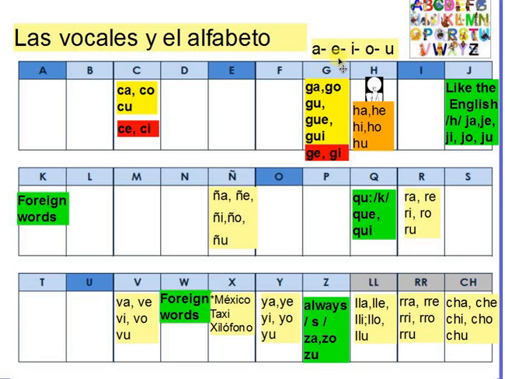A, E, I, O, U. One more time. A, E, I, O, U.